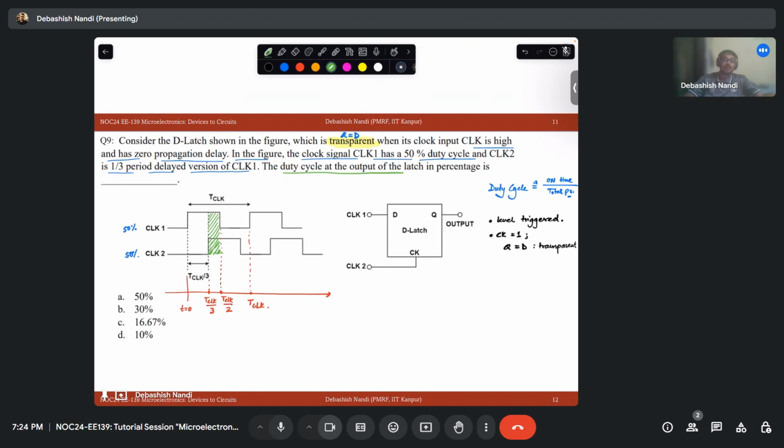For that to happen, first, my CLK 1 needs to be 1. And second, my clock needs to be 1. So both need to be 1, and that is happening only in this duration. So what is this duration?